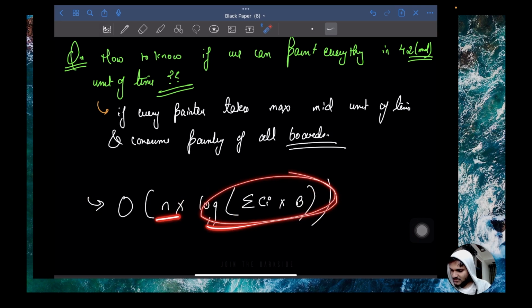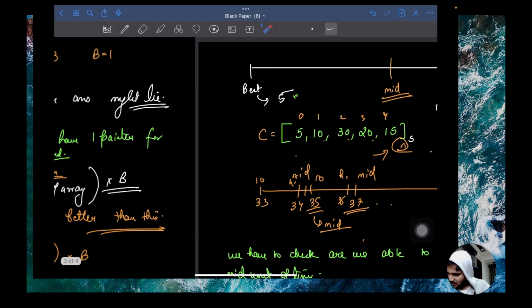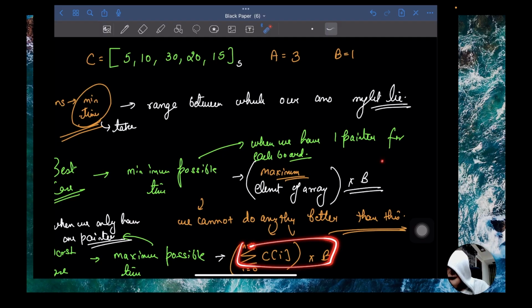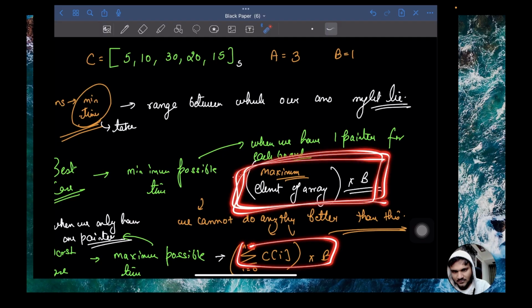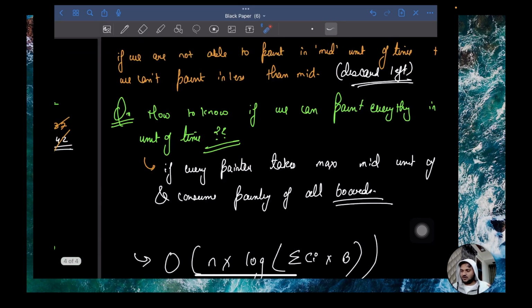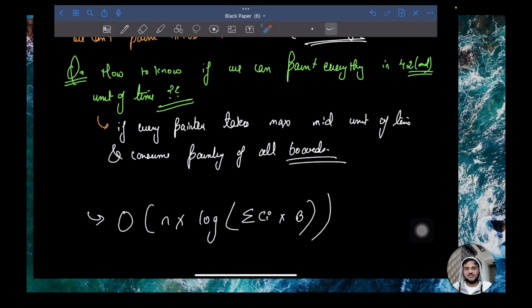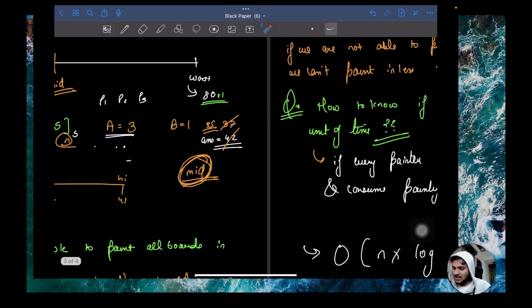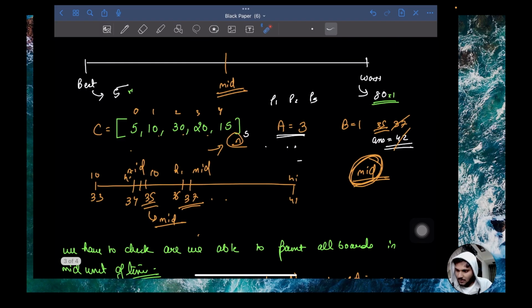So n into log of summation of elements into B. That's also technically a very loose bound. This should be summation of elements minus maximum element into B. Right, but I am considering that this will be approximately 10 raised to 12. So this solution will work in n log of summation of all elements into B time. And this is definitely a workable solution. And we are able to come to this solution using binary search.